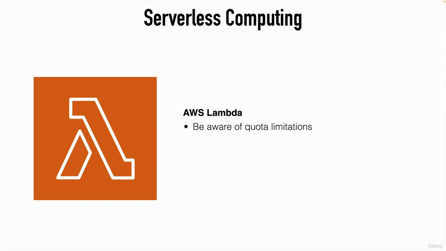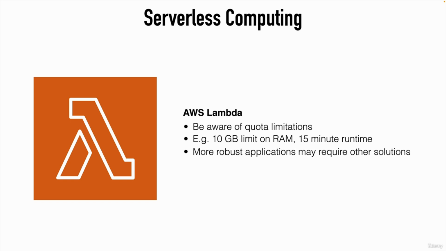One of the limitations to be aware of with Lambda is that there are certain quota limits to code execution. For example, there's a 10 gig limit on memory allocation, and the maximum runtime for code is 15 minutes continuously. And there are other quota limits outlined in the AWS Lambda documentation as well. So for those reasons, you might want to choose another option if you need more resources, or if you have a more robust process. Lambda is really for simple tasks and simple development.